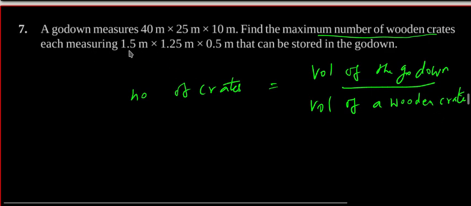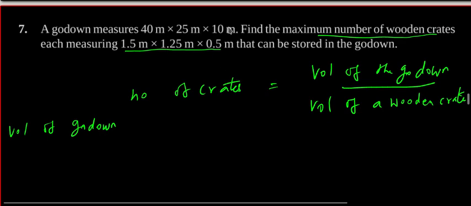Okay, so these are the dimensions for a wooden crate, and these are the dimensions, length, breadth, height, for the godown. Okay, so let me find the volume first. The volume of the godown.